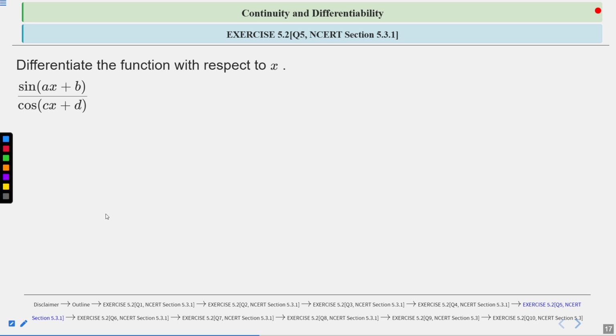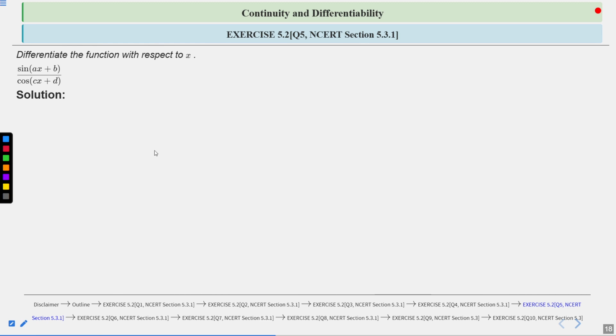We will apply quotient rule as well as chain rule, right? I am giving you 20 seconds to solve or think about this question. After that, we will move to the solution part. Okay, let's move to the solution part.